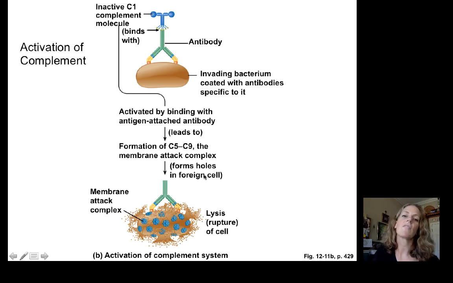Here's the activation of complement. So the antibody binding to the antigen will lead to active complement. And then through the cascade, complement will form the membrane attack complex around that bacterial cell that was found and cause lysis or rupture of that bacterial cell. So the complement does the killing, the antibody is just the flag.